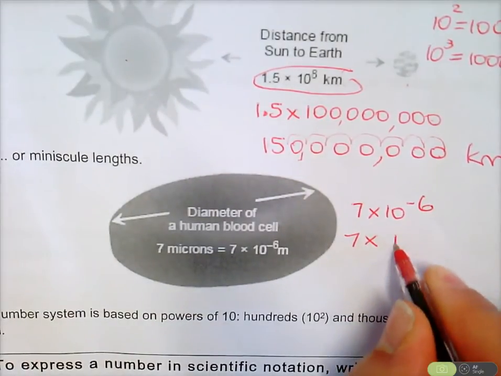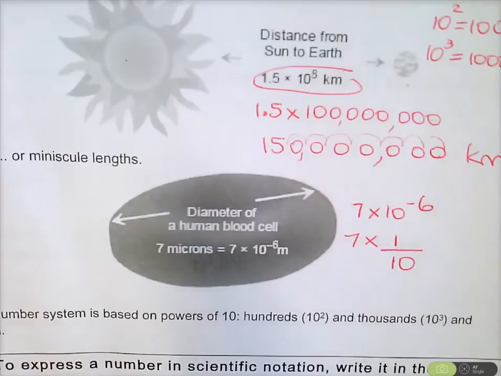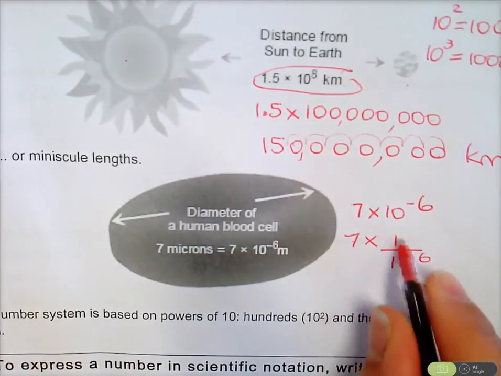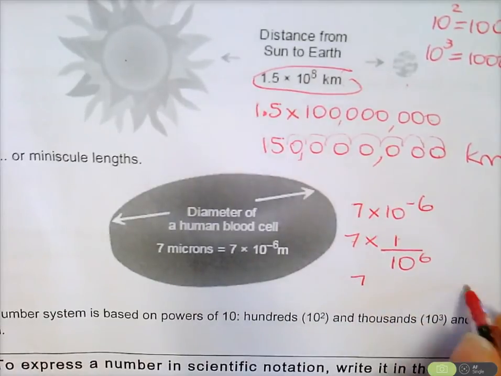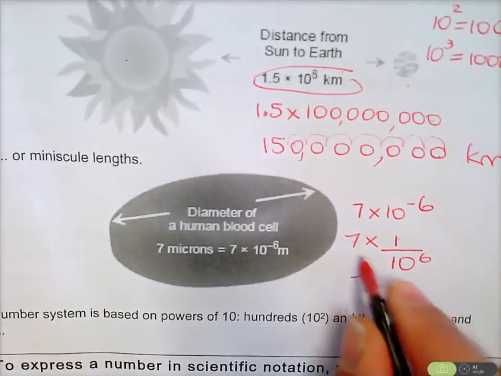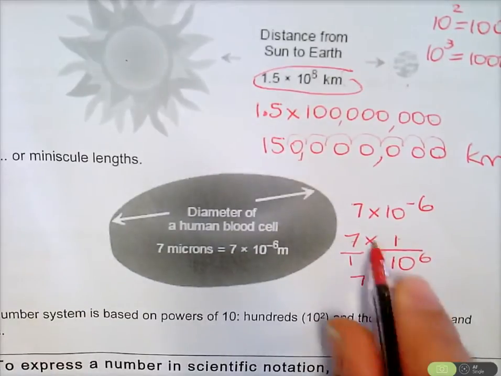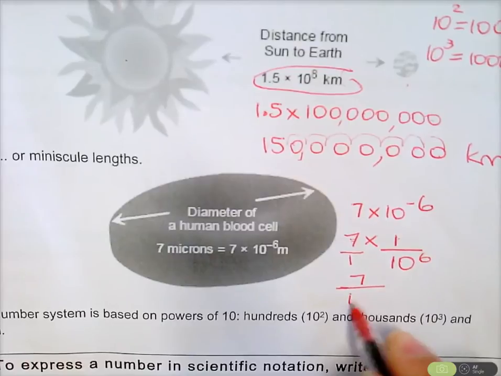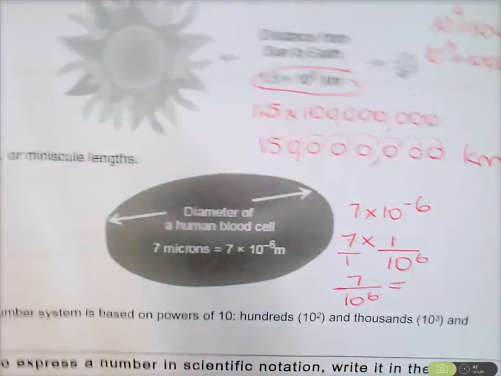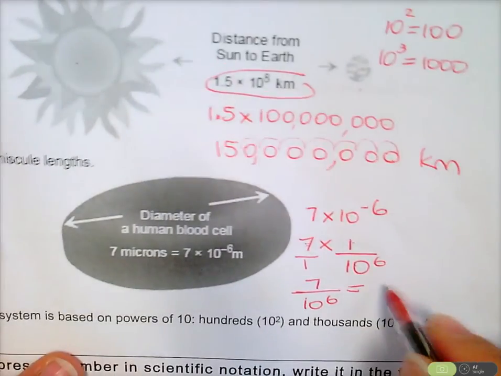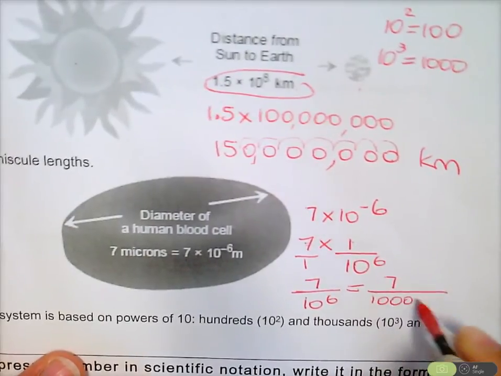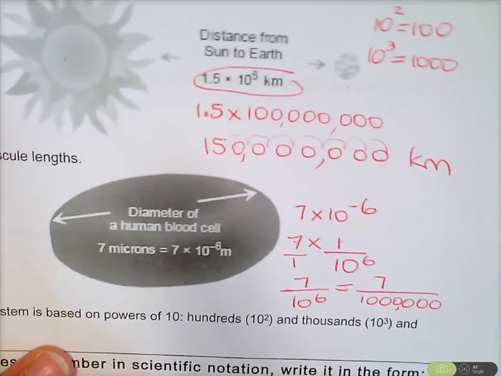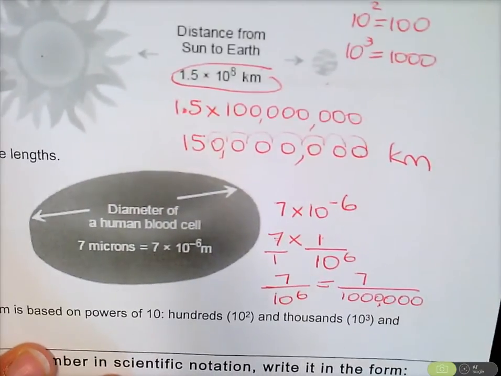That really is 7 times 1 over 10 to the power of what? 6. Yeah, which is really 7 divided by 10 to the power of 6. Isn't it really 7 over 1 times 1 over 10? So it's 7 over 10 to the power of 6. That's 7 over a million. I'm just showing you. How big is a human blood cell? 7 millionths of a metre.